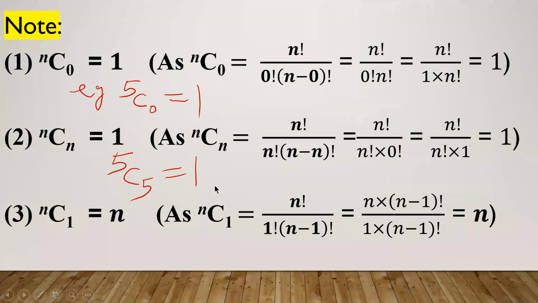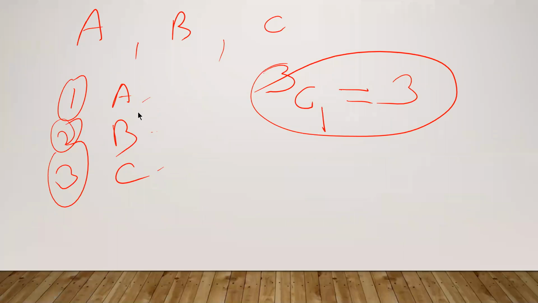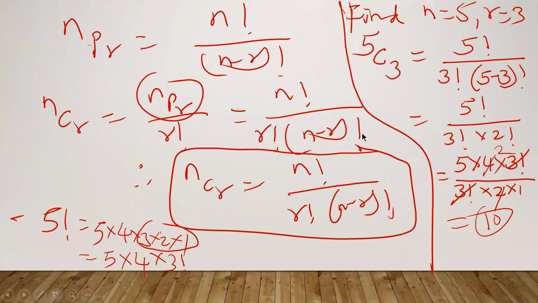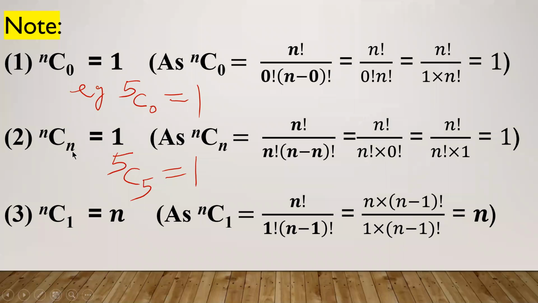So 5C5 is 1. यानी अगर आपके पास 5 लोग हैं और पांचों को मिलाकर आपको एक कमिटी बनानी है, तो एक ही कमिटी बनेगी. Yes and no? See here there were 3 people and we have to form one committee with all three, so 3C3, only one committee will be formed, right? So when n and r are the same, the answer will be 1. That is what I have tried to explain to you here. nCn, 5C5 will be 1.